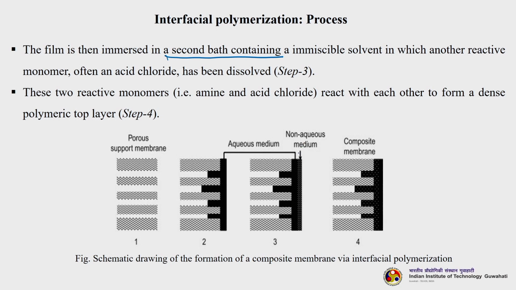You can see now this is a non-aqueous medium getting in contact with the polymeric support already containing the amine solution inside its pores. These two reactive monomers, amine and acid chloride, react with each other to form a dense polymeric layer. The reaction proceeds here, and we get a dense polymeric layer. It is a very thin layer that we obtain from this method.